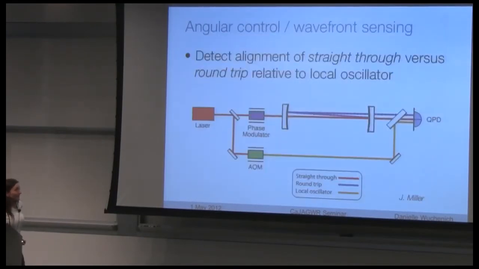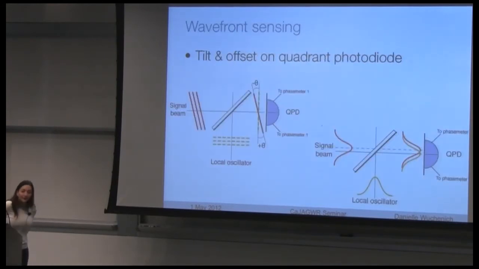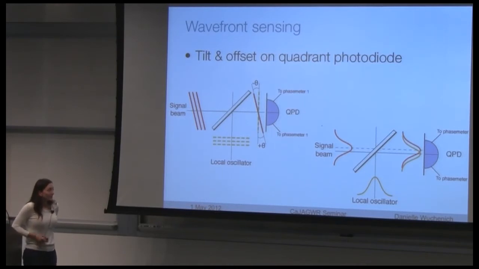The other thing that would be good is that, besides longitudinal control of cavities, you can also get angular information, or wavefront sensing signals. Now you can actually look at alignment fluctuations through the straight beam versus a round trip as well. By using a quadrant photodiode, you can get information on tilt and offset, again using this digitally enhanced interferometry technique. It's the same sort of readout; you just replace your normal detector with a quadrant detector.